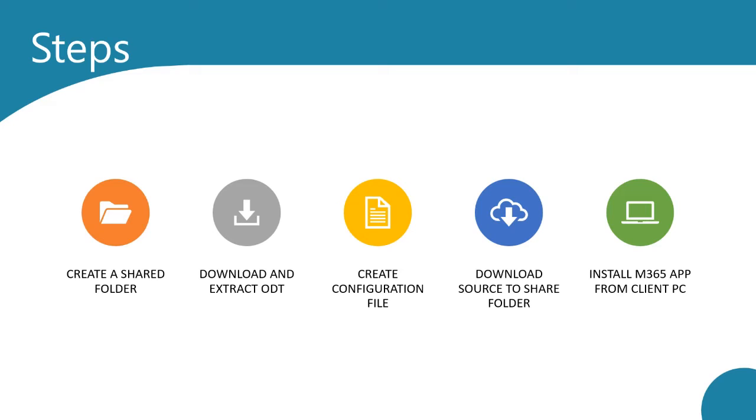The steps are almost similar. You create a shared folder as we did in the previous video. Then you download the Office Deployment Tool. Then you extract the Office Deployment Tool to the shared folder. Then you create a configuration file. When you create a configuration file, you can mention that the source is local instead of cloud. As the first two steps in this deployment are similar to the previous video, I'm going to skip those parts, like creating a shared folder, downloading ODT and extracting it to the shared folder. We're going to start straight away from the configuration tool in this video.